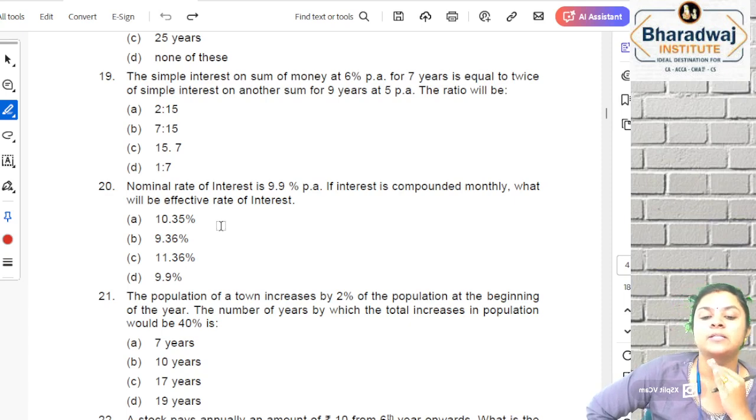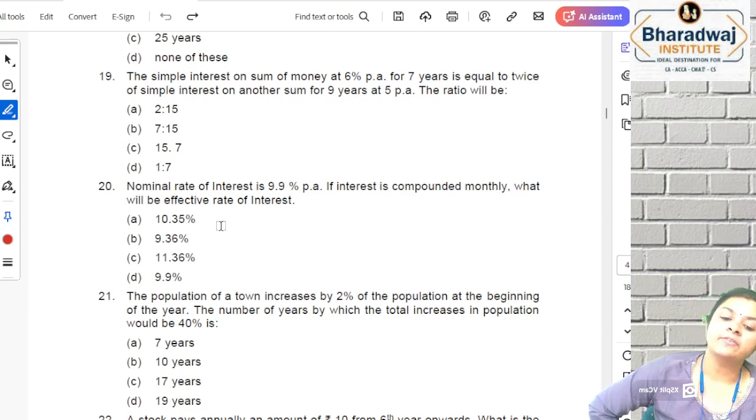Nineteenth one. Simple interest on a sum of money at 6% for 7 years is equal to twice the simple interest on another sum for 9 years. The ratio will be... So direct simple interest substitution. I believe you can solve. Any doubts in the method of solving?